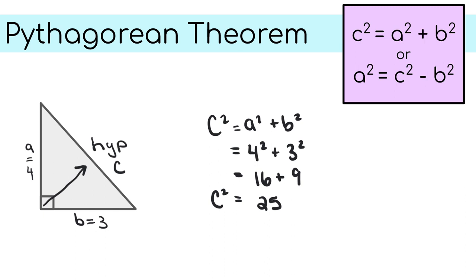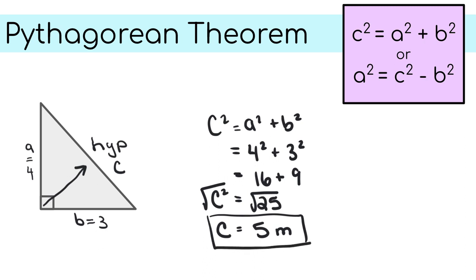So to find the value of C, we want to make sure that we take the square root. So C is equal to 5, and let's call them meters in this case. And remember to just really clearly indicate your answer. So that's how we find the hypotenuse.